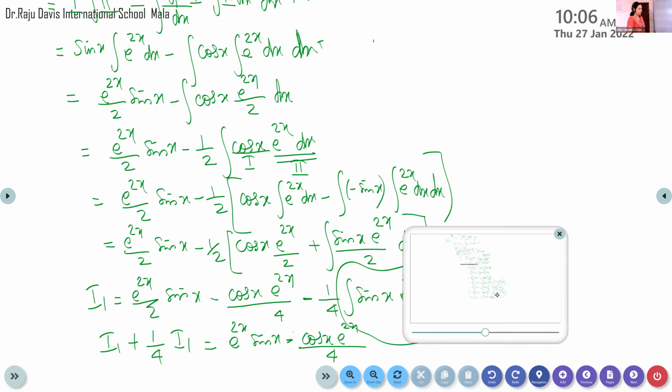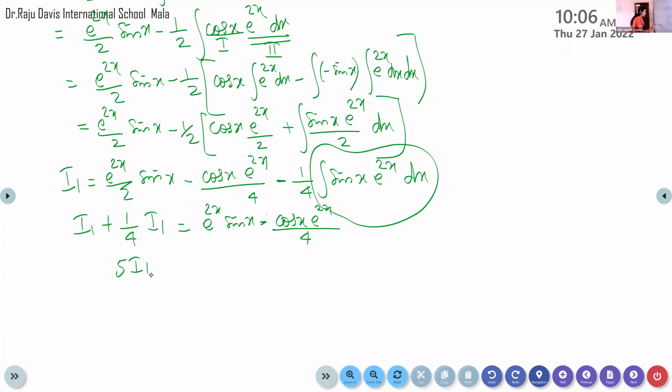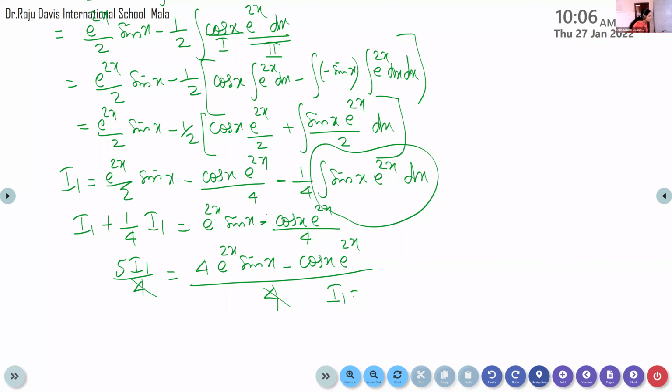Now take the LCM there. Take the common LCM. So we will get 5 I1 by 4 is equal to 4 e raised to 2x sin x minus cos x into e raised to 2x by 4. So the denominator 4 will get cancelled. Therefore, what is I1? e raised to 2x you can take as common: 4 sin x minus cos x by 5.